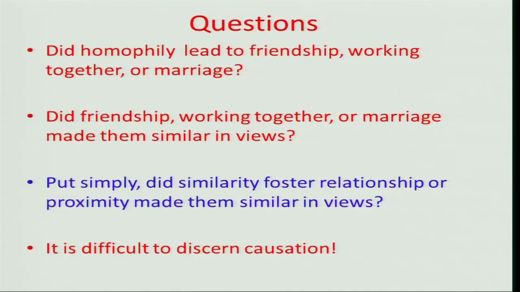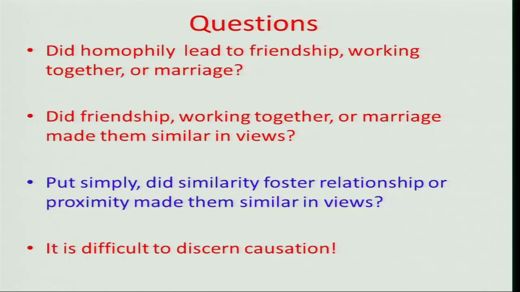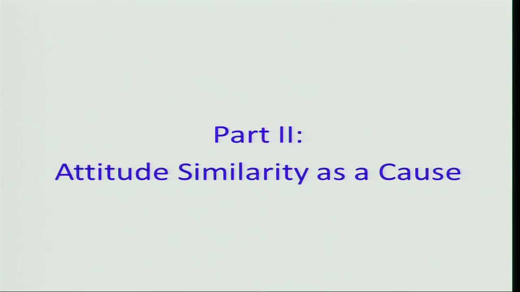So causation could not be known. What is cause and what is the effect? It was a big problem for sociologists to determine which one is cause and which one is effect. So we have the philosopher, we have sociologists, and now psychologists are coming. So let us see what psychologists did.